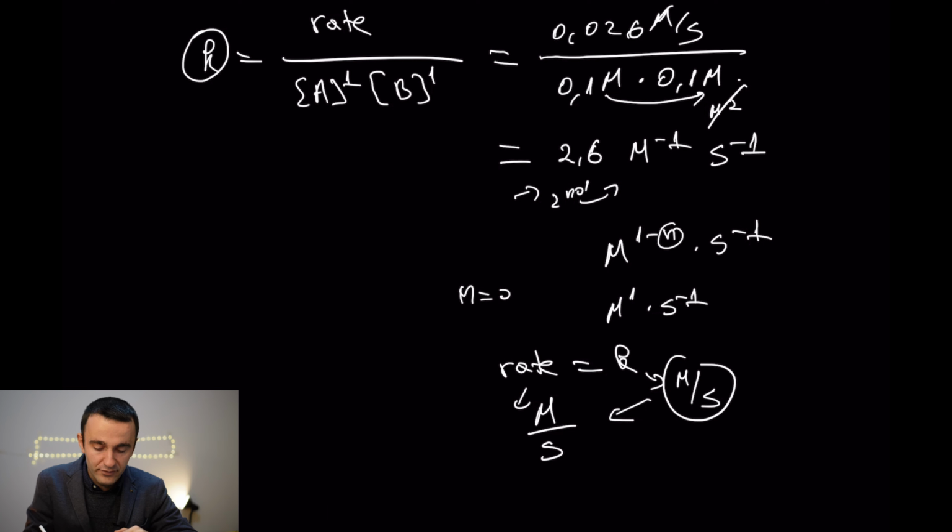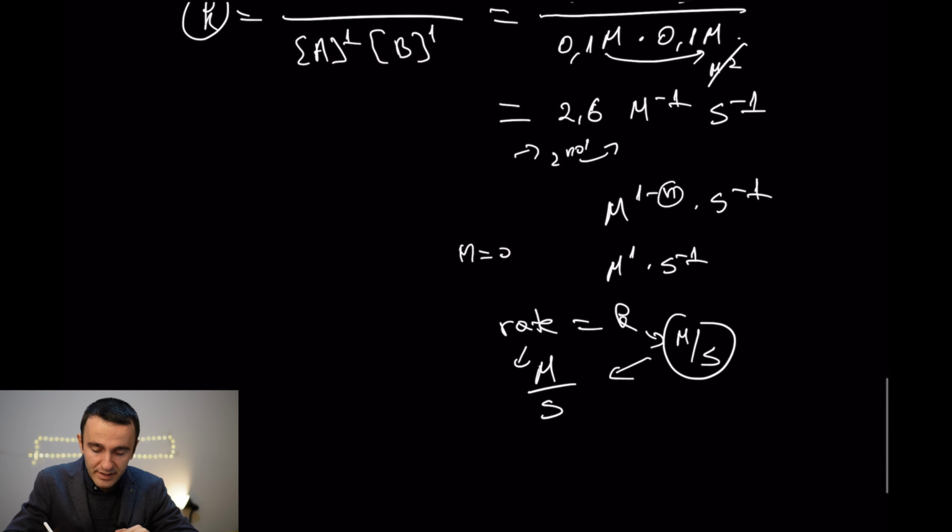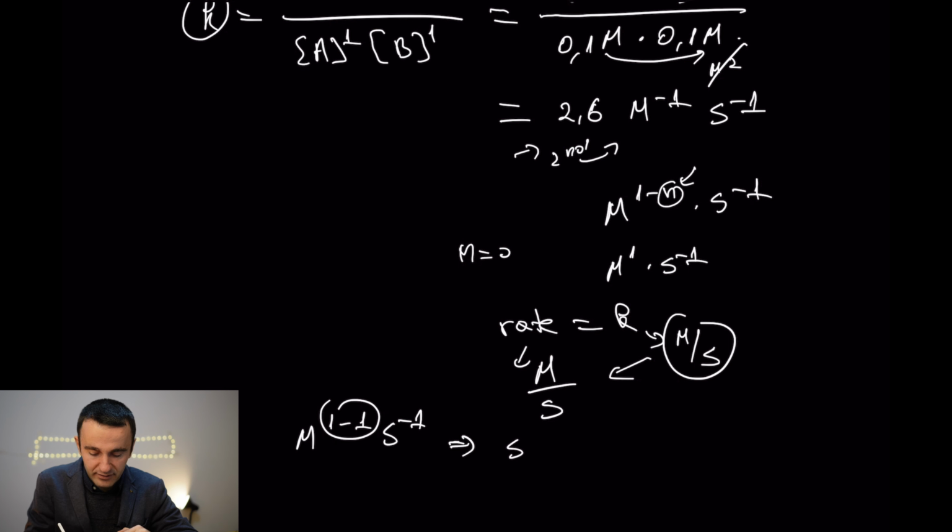And if you want for the first order, it's simple. Just place 1 for the n here, and you have molarity to 1 minus 1 times seconds to minus 1. So this is 0, and it's going to be second minus 1 for the first order reaction.